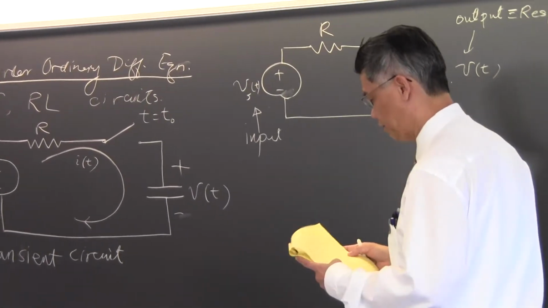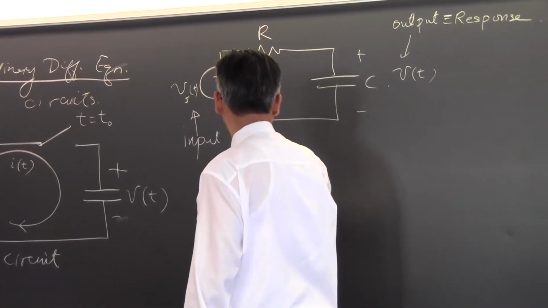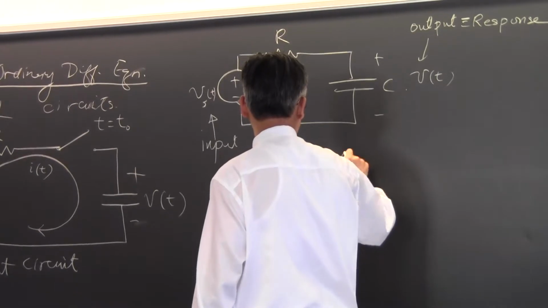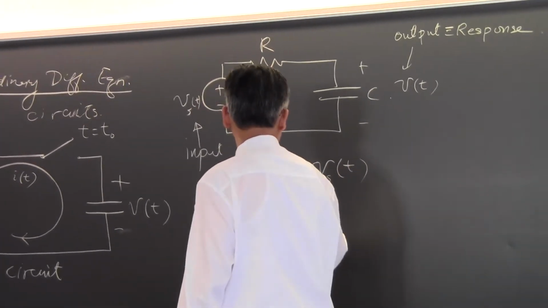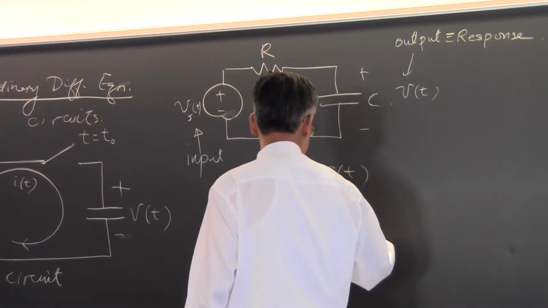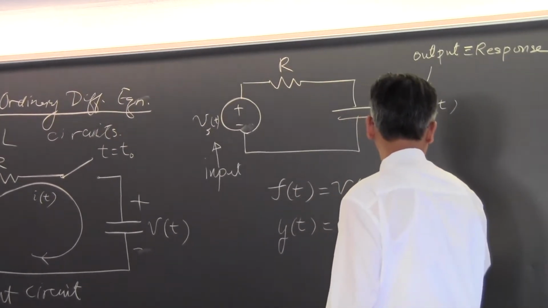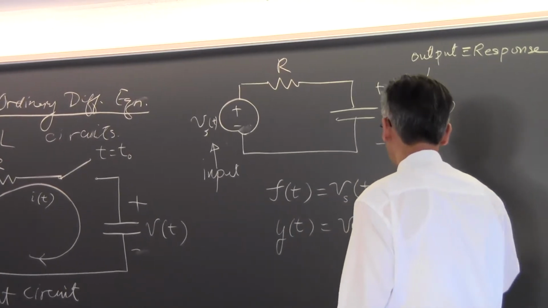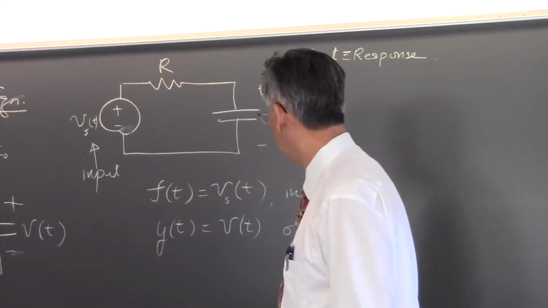Okay, let's derive the equation for that. And using the notation of the textbook, we say that the input is V_s(t). Okay, the output is V of t. Okay, this is input, this is the output. And let's derive a relationship between Vs and V.